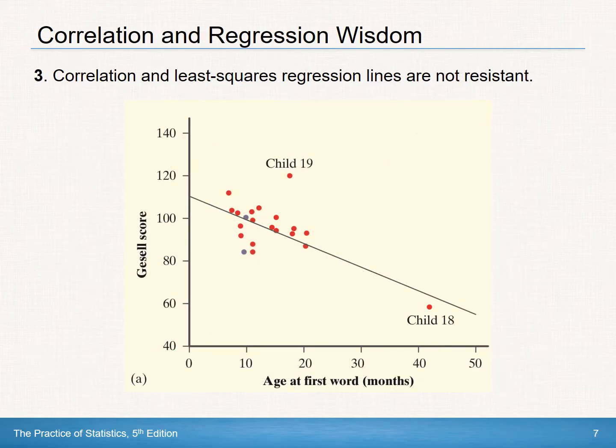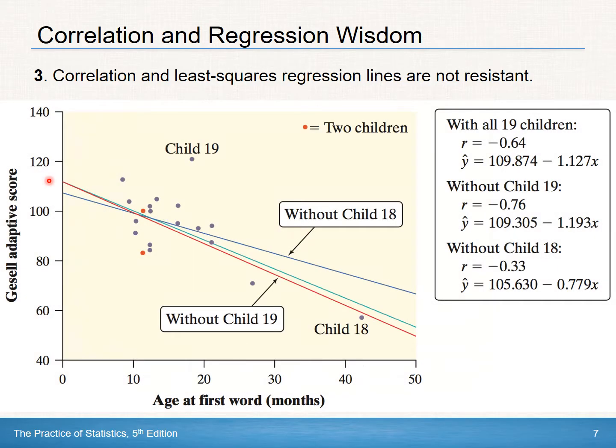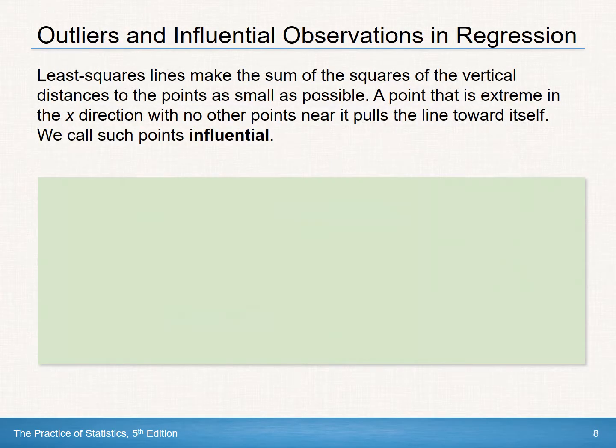Correlation and least squares regression lines are not resistant to outliers. Here's our least squares regression line for this set of data. Notice how the regression line changes if, for this blue one, we took out child 18. For the red one, we took out child 19. Notice how that can change the slope of the regression line significantly. Notice how the correlation changes as well.